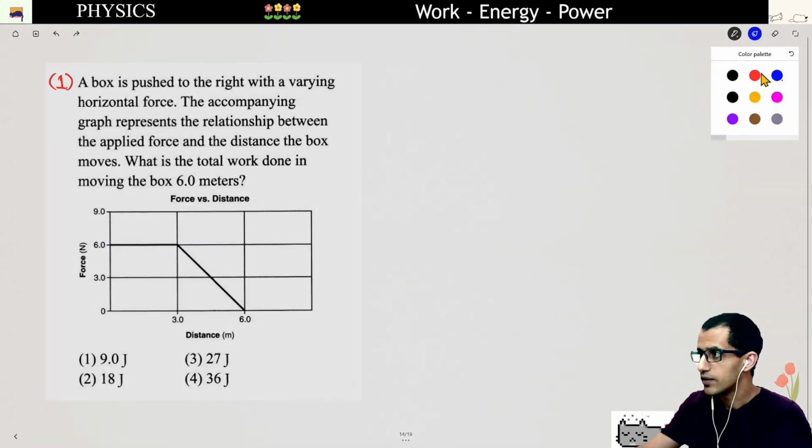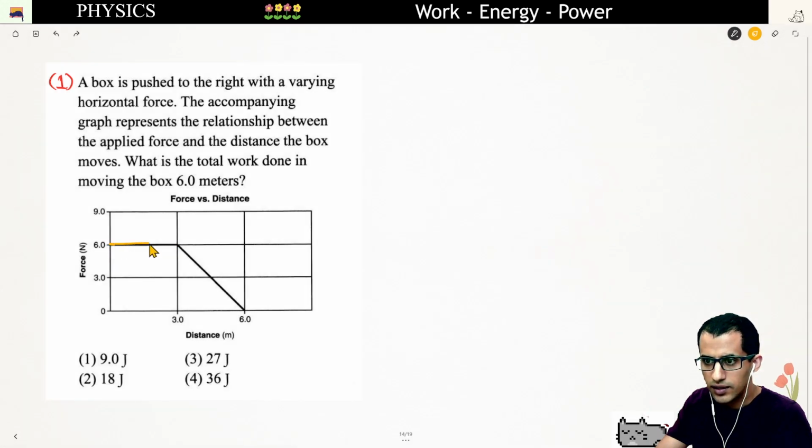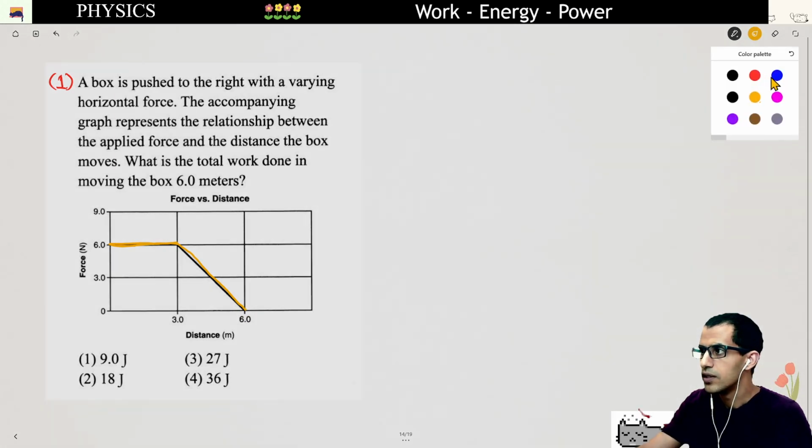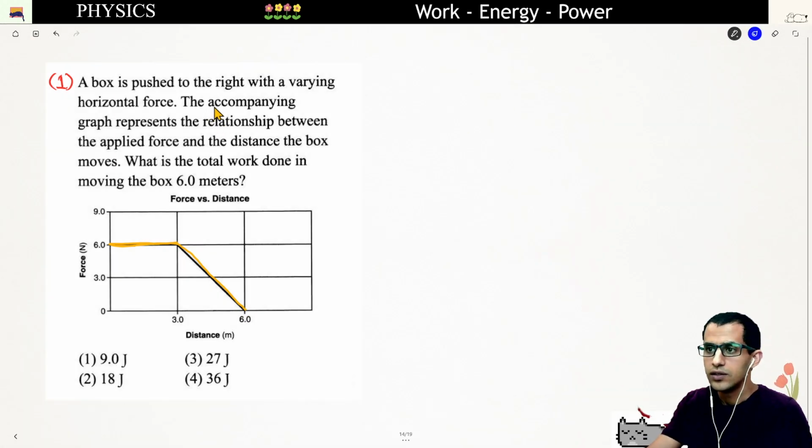Use a different color. So if you can't see, there's actually a data here. So there's a constant force at 6 newtons for a distance of 3 meters, and then it drops down to 0 at 6 meters. So the accompanying graph represents the relationship between the applied force and the distance the box moves. What is the total work done in moving the box 6 meters?